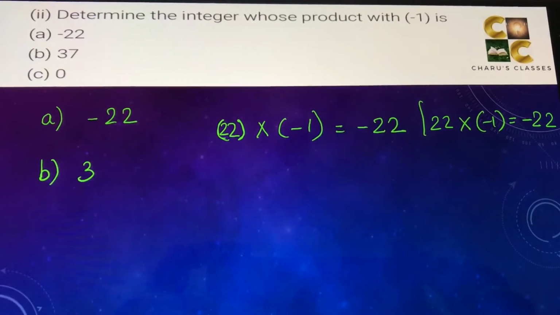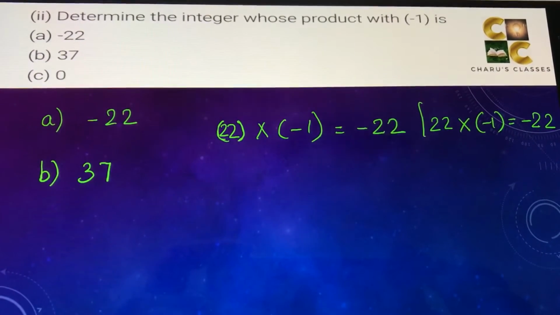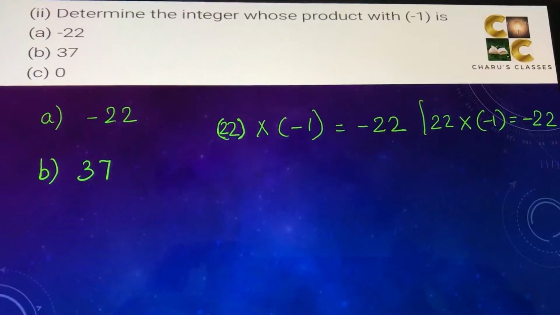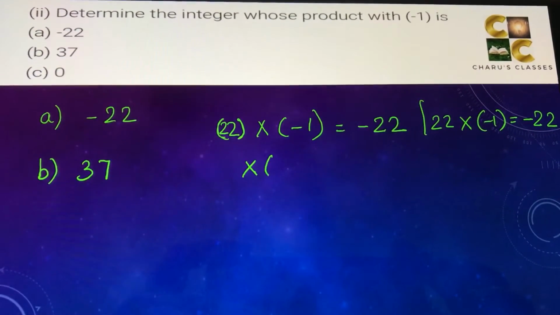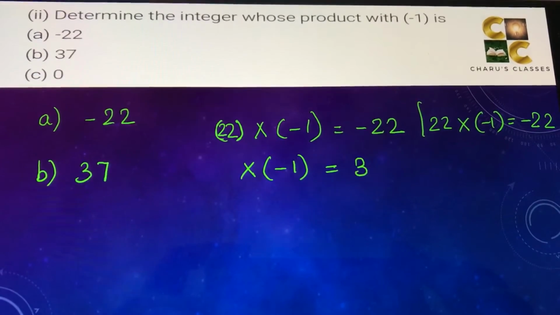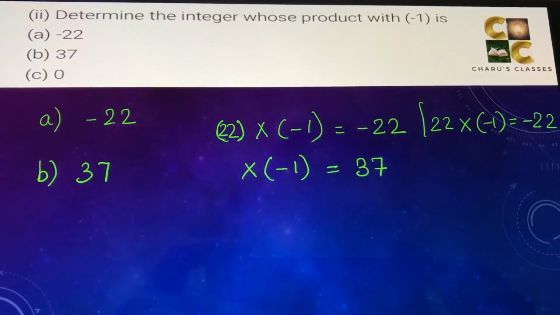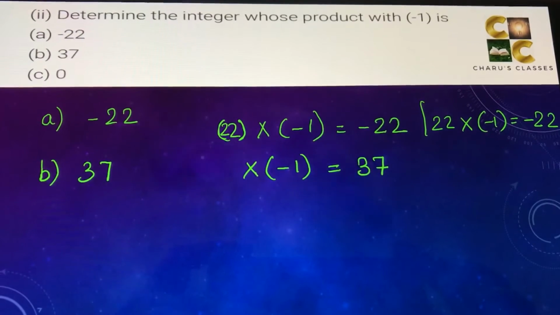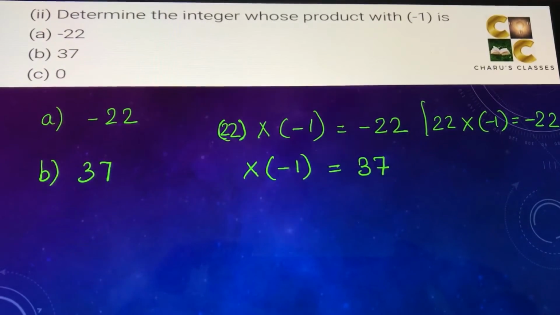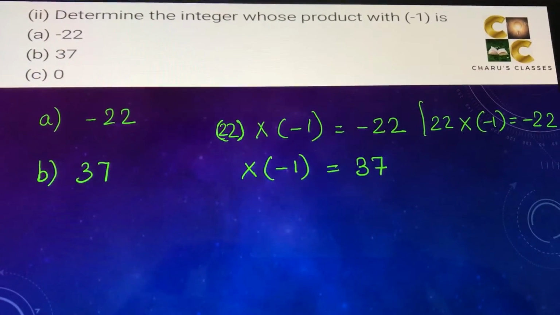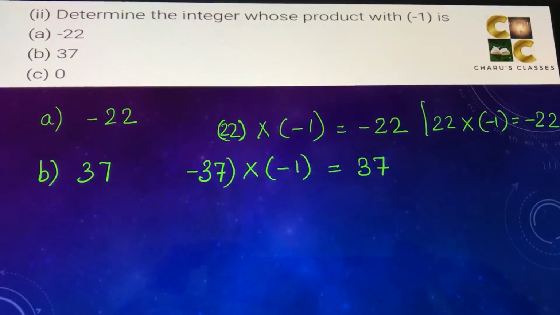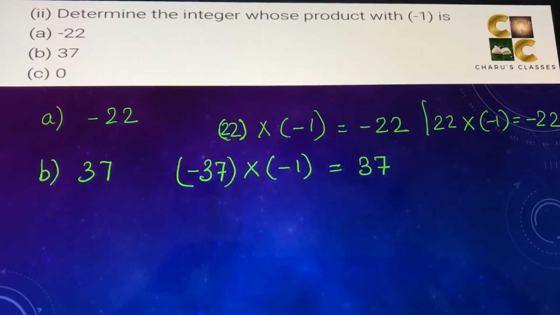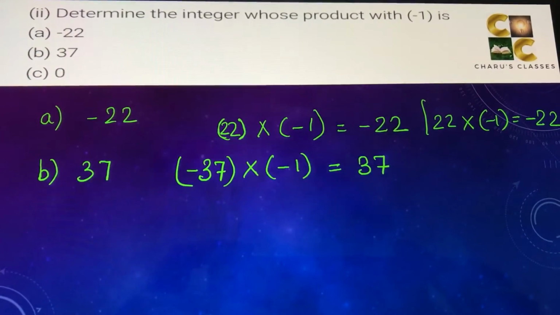B part, 37. Determine the integer whose product with minus 1 is 37. Something multiplied with minus 1 is giving 37. Minus 1 is negative and 37 is positive. हमें पता है कि अगर two negative integers को हम multiply करते हैं तो we always get a positive integer. So therefore, 37 ones are 37, so we will multiply minus 37 with minus 1. And for two negative numbers, the product will be positive 37.